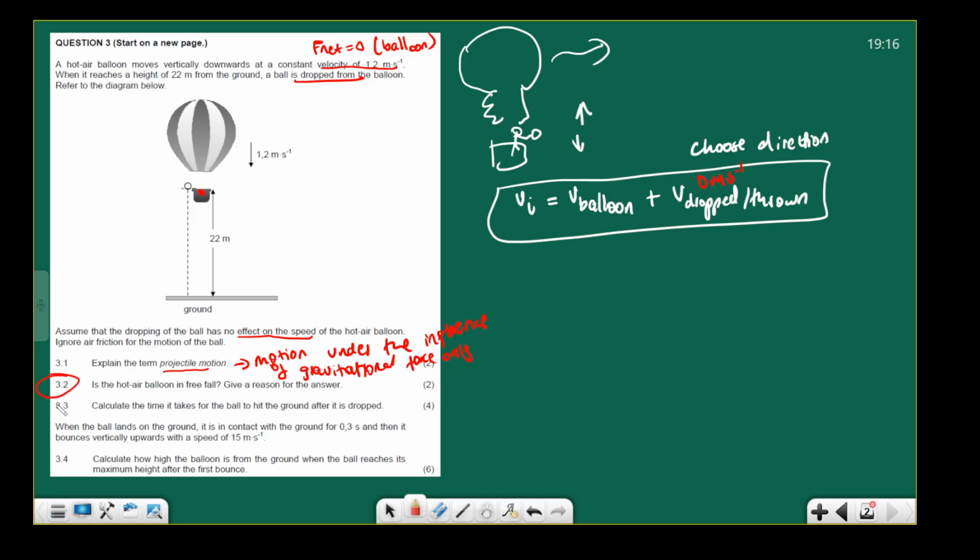And then 3.2 says, is the hot air balloon in free fall? What do you think? You said no. Why did you say no?